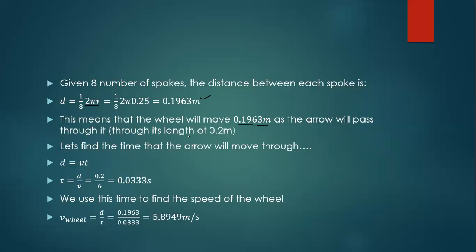So the arrow will need to pass through this distance, but the arrow also has its own length of 0.2 meters. So let's find the time it would take for the arrow to move the distance of its length. For the time, we get the distance divided by the velocity, the distance being its length and the velocity being 6 meters per second, and then we get the time it will take for the arrow to move a distance of its length. The arrow will take this much time, and then we use this time to find the speed of the wheel.